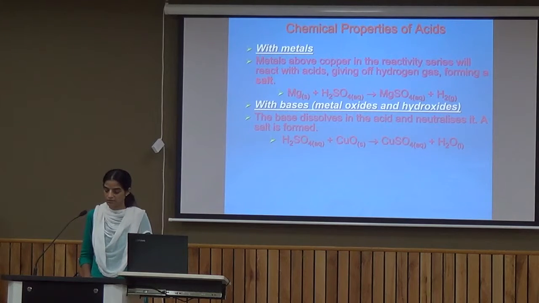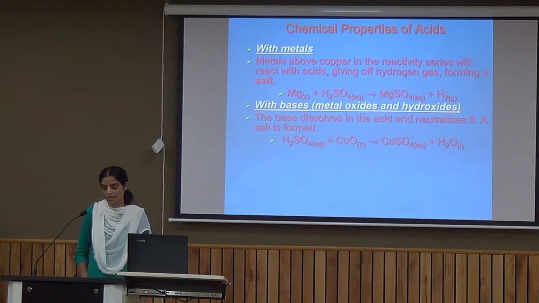And if we react bases with acids, we know bases are generally metal oxides and metal hydroxides. So when these bases react with acid, the result is formation of salt and water. As we have already read, acid reacts with base in a neutralization reaction, giving salt and water, and in this reaction, along with salt and water, heat is also produced. So we can say this reaction is exothermic in nature.